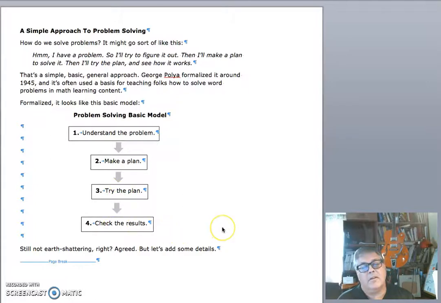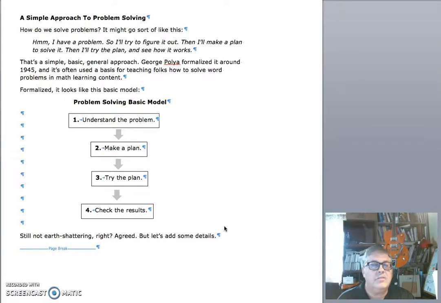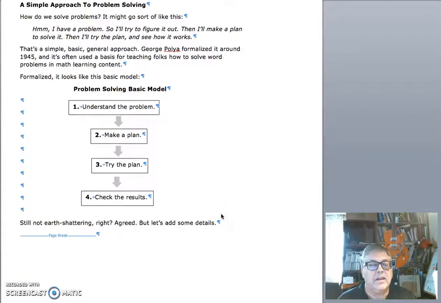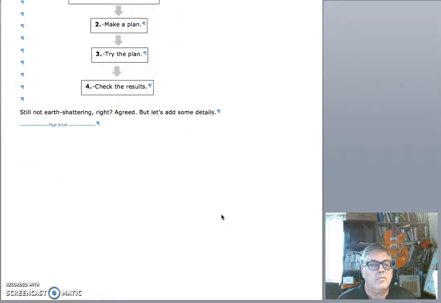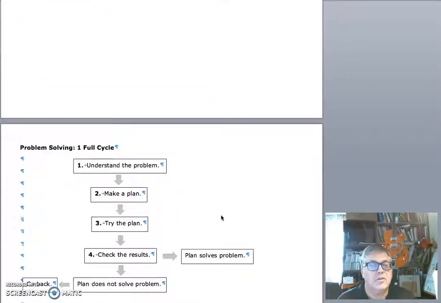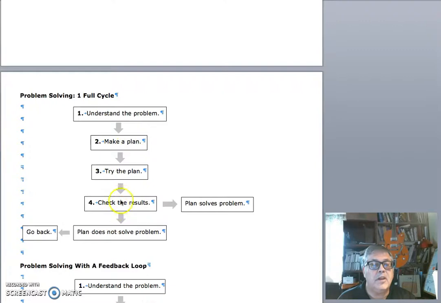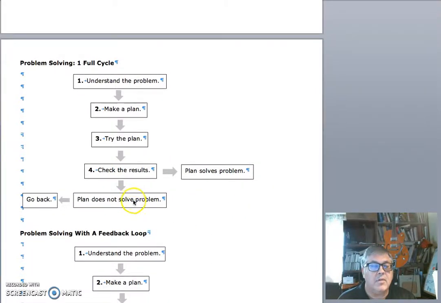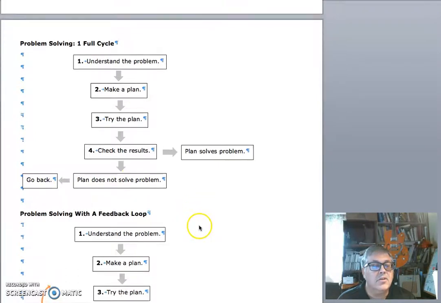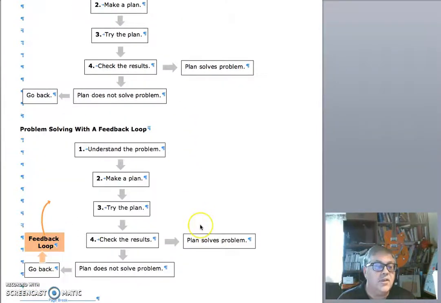Still not earth-shattering, right? I agree, but let's add some details, because it's when we look at what happens when we go through a problem-solving plan like this that we get to see where the problems occur in trying to solve problems. So here's what it would look like if I added a few details. Okay, so here's the first 4 steps, but then when you check the results, well, they might be good or they might be bad. If your plan solved the problem, then you're done. But what if the plan doesn't solve the problem? Now you got to go back. So when we do that, look, there's our buddy, the feedback loop.